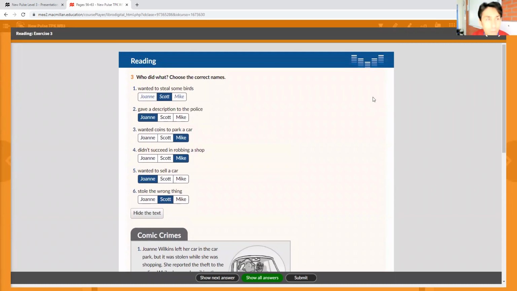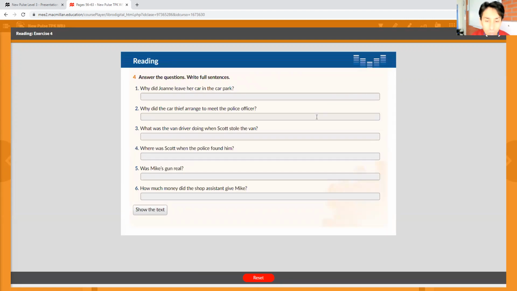Okay. Exercise four. Again, it's about reading. Answer the questions, write full sentences. Okay, in here, why did Yuan leave her car in the car park? Please answer this question and then we will do together in the lesson these answers about the text.